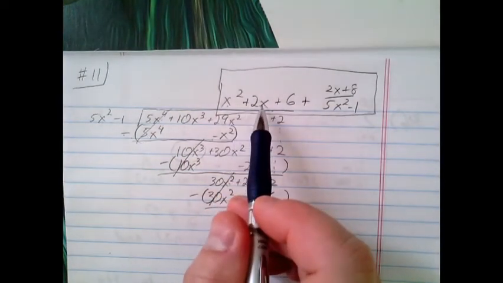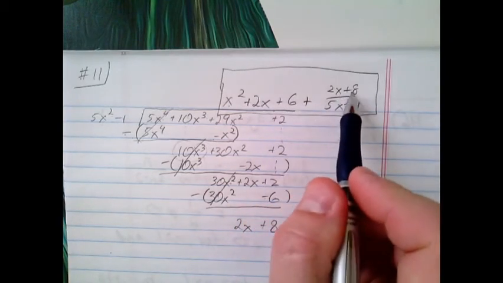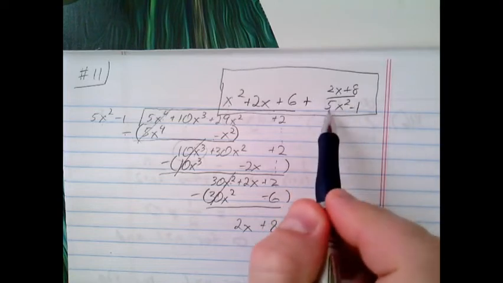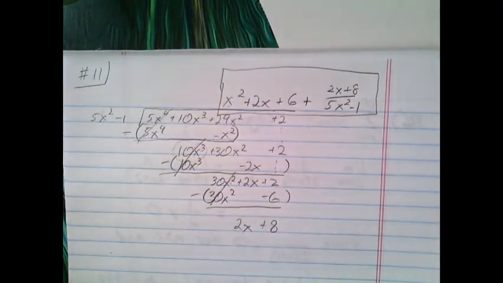So x squared plus 2x plus 6 plus 2x plus 8 divided by 5x squared minus 1. Alright, let's look at number 12 now. Same assignment.